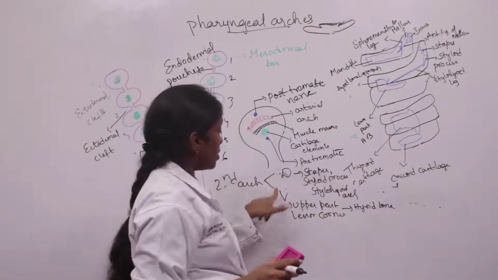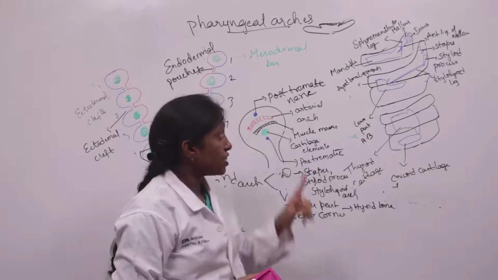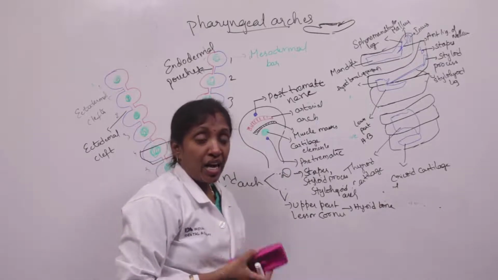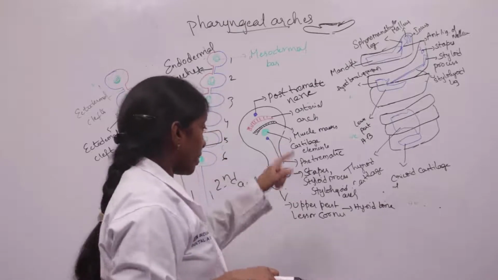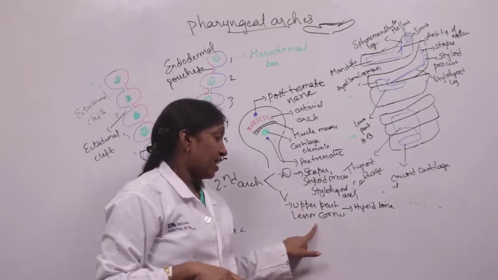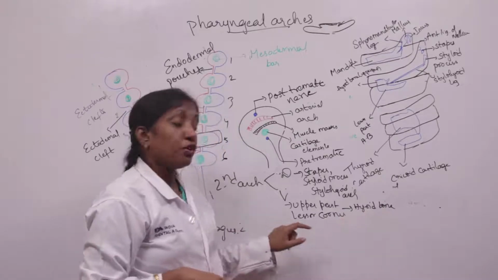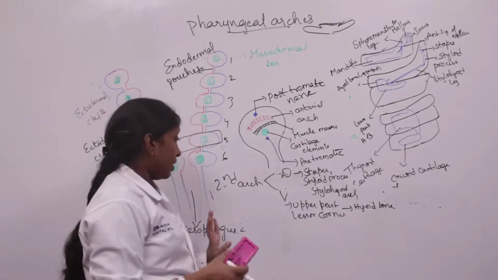So the second arch divides into dorsal and ventral parts. The dorsal part forms the stapes, styloid process and stylohyoid ligament, and the ventral part forms the upper part of the body of the hyoid bone and lesser cornu of the hyoid bone. And coming to the third arch.